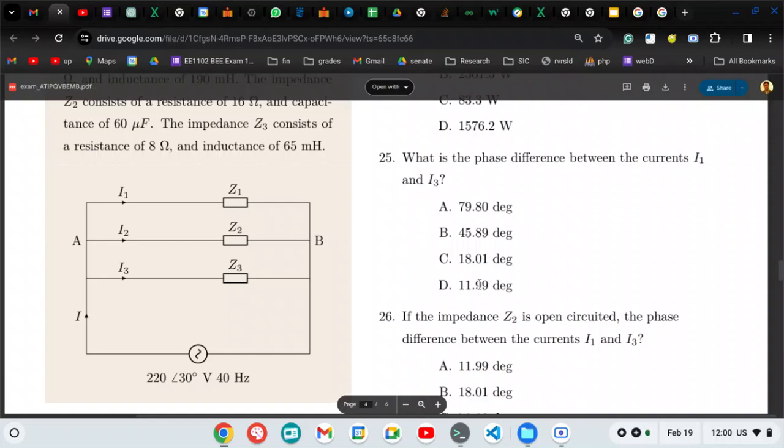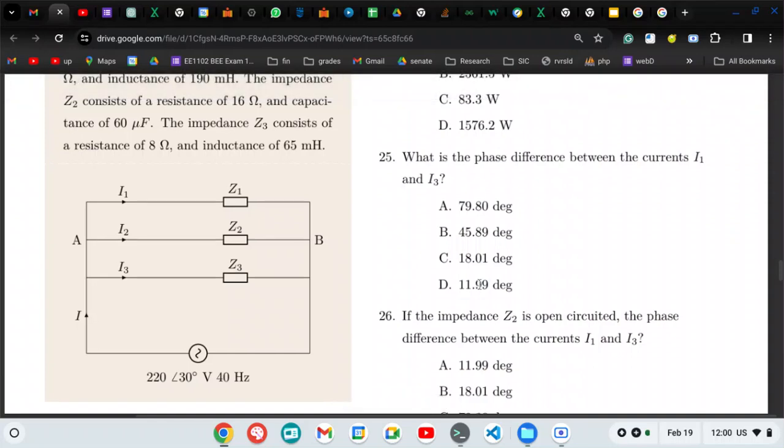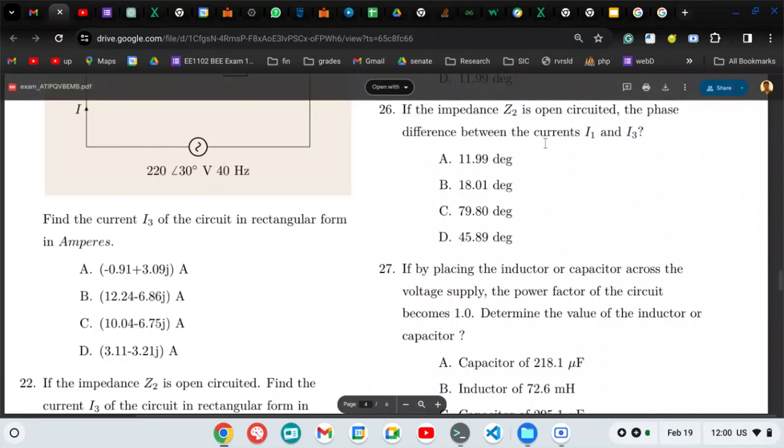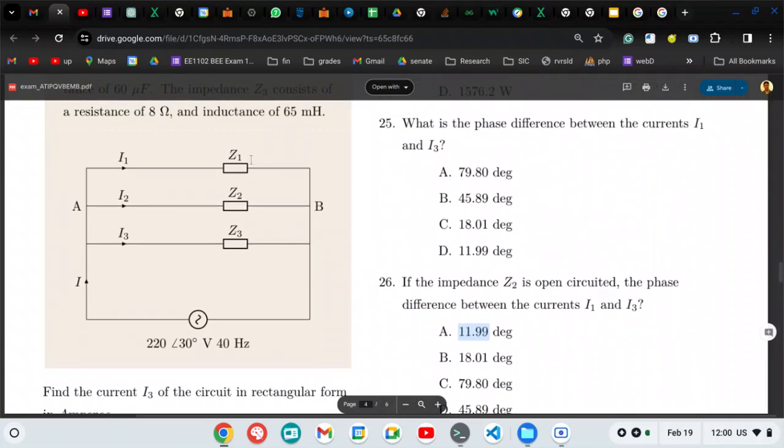So here D is the answer for this question number 25. Let's go to question number 26. If the impedance Z2 is open circuited, phase difference between the currents. So again the same, A will be the answer because the opening of impedance Z2 doesn't impact the I1 and I3 currents. They will remain the same.